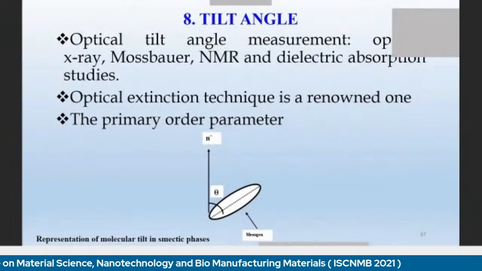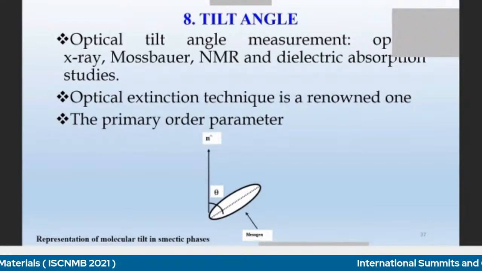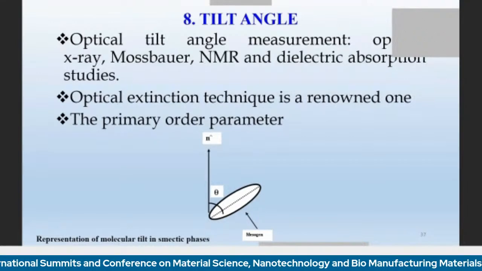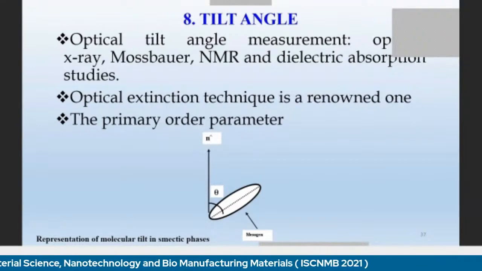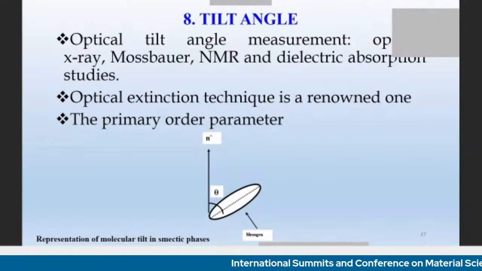The other measurement is called the tilt angle. It is also called the glaring angle. When you go for an LCD display device application, we get a glaring angle. That is, when you go beyond the normal, beyond 45 degrees, we couldn't see the screen perfectly, which we call the tilt angle. That is, the tilt angle is an important parameter in display device applications. And this can be measured by various methods, for example, X-ray, Mossbauer spectroscopy, nuclear magnetic resonance, dielectric absorption studies, and we prefer an optical extinction technique.